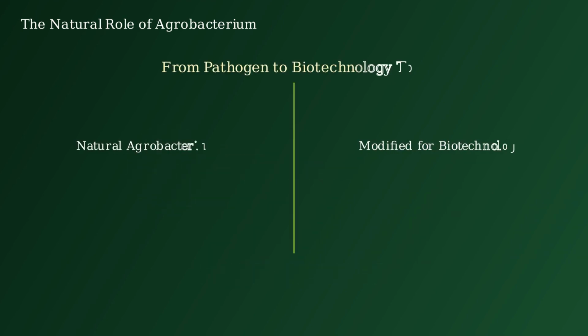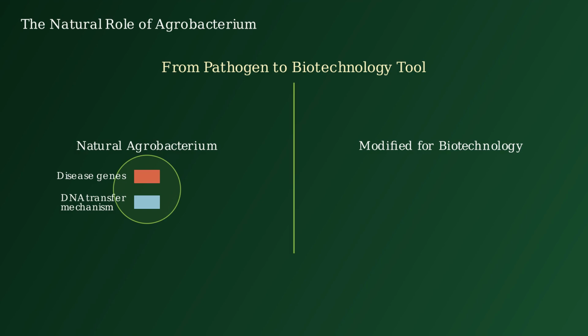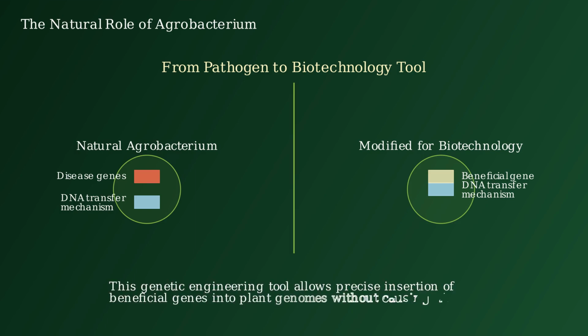Scientists recognize the remarkable potential of agrobacterium's natural gene transfer ability and modified it for biotechnology applications. By removing the disease-causing genes while preserving the DNA transfer mechanism, researchers transformed this plant pathogen into a powerful tool for genetic engineering. This ingenious repurposing allows scientists to insert beneficial genes into plant genomes with precision without causing disease. Essentially, nature's genetic engineer has been harnessed for sustainable crop improvement.